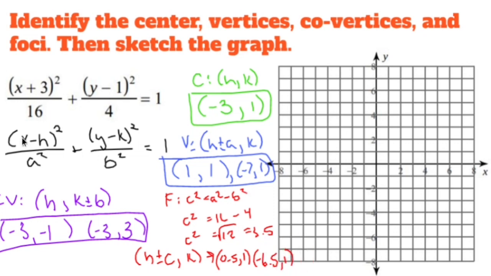So drawing this out, probably not going to go well for me, but I'm going to give it a shot using the colors that I have. Let's start out with the best part, which is the center, negative 3, 1. There's my center. My vertices are 1, 1 and negative 7, 1 right there. So that represents the sides of it. My co-vertices are negative 3, negative 1, and negative 3, positive 3.